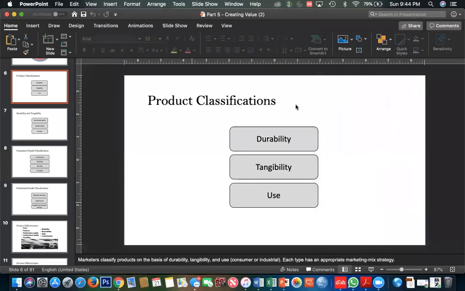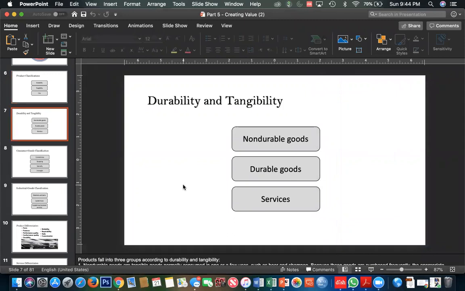Hi, in this video we're going to talk about product classifications. Generally, products can be classified using three main concepts: durability, tangibility, and usage. In terms of durability and tangibility, they can mainly be classified under non-durable goods, durable goods, and services.